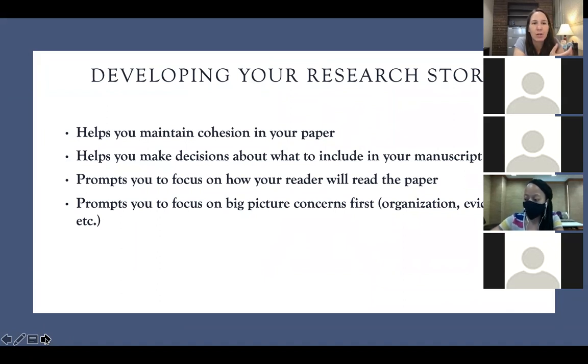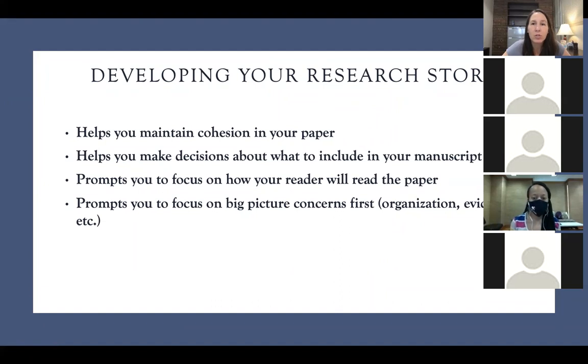The idea behind creating your research story is to really maintain cohesion in your paper. This helps you make decisions about what to include in your manuscript or what not to include. That's often a difficult part of writing, the challenge to know, what do I include? You probably have lots of data you could include. So how are you going to frame your research?